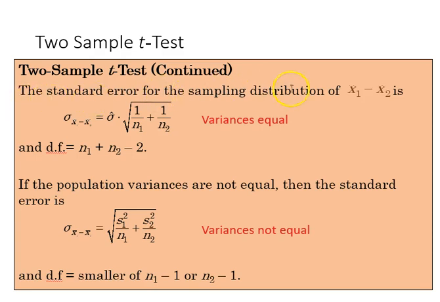And here we have the standard error for the sampling distribution of the difference of means shown by this equation with the variances equal. And here's that with degrees of freedom n1 plus n2 minus 2. And if the variances are not equal, then the standard error is found this way, with our s squared, the sample variance over sample size for the two different samples, and then we take the square root of that. And again, that's with degrees of freedom the smaller of the two samples minus 1.